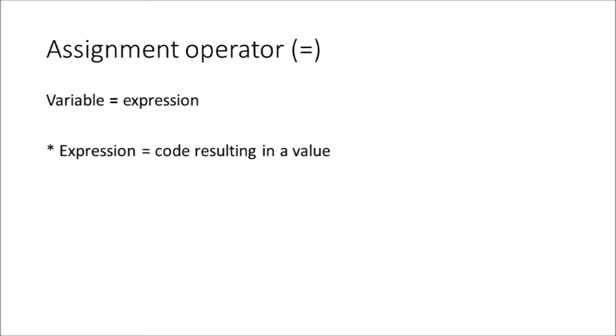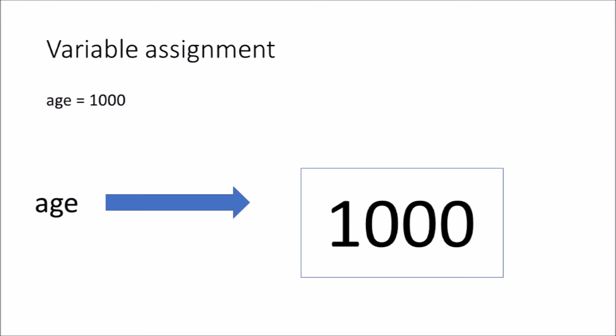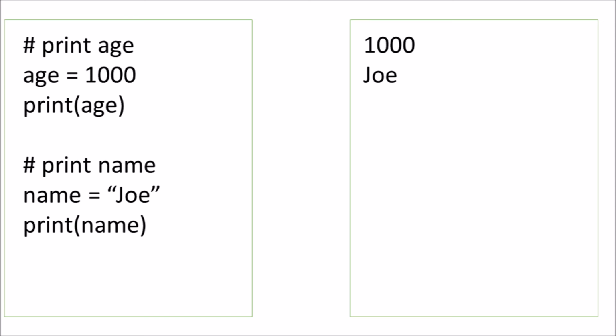We can use the assignment operator to assign a variable to an expression. An expression is any code resulting in a value. For example, I could have an age variable that references the value 1000. As you can see, the variables age and name have been assigned with the assignment operator. When you print out variables, their values will be printed.